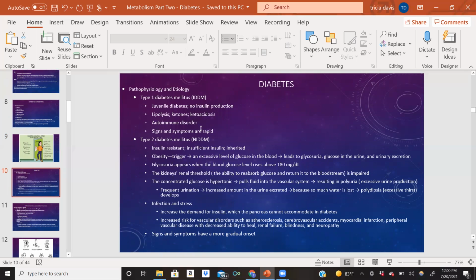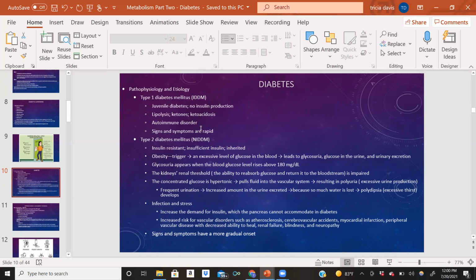All right, so a little patho and etiology. Type 1 diabetes, also known as juvenile diabetes, is usually diagnosed when children are younger. It doesn't mean that you can't be older, but we do see the bigger part of these patients being diagnosed when they are children. They make no insulin at all, so there is no insulin production. So we see that whole breakdown in the body, like I spoke about, the lipolysis. The body's going to burn fat and protein. We're going to see the ketones build up in the body, which is going to lead to that ketoacidosis. It's also considered an autoimmune disorder, and the signs and symptoms are going to be very rapid.